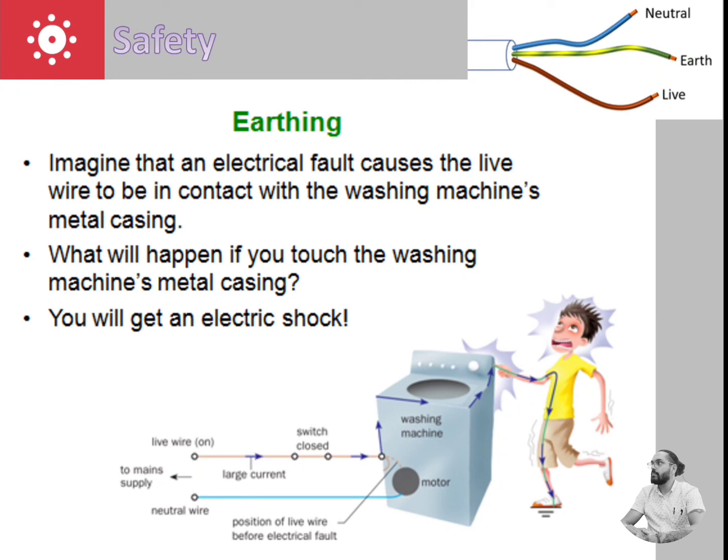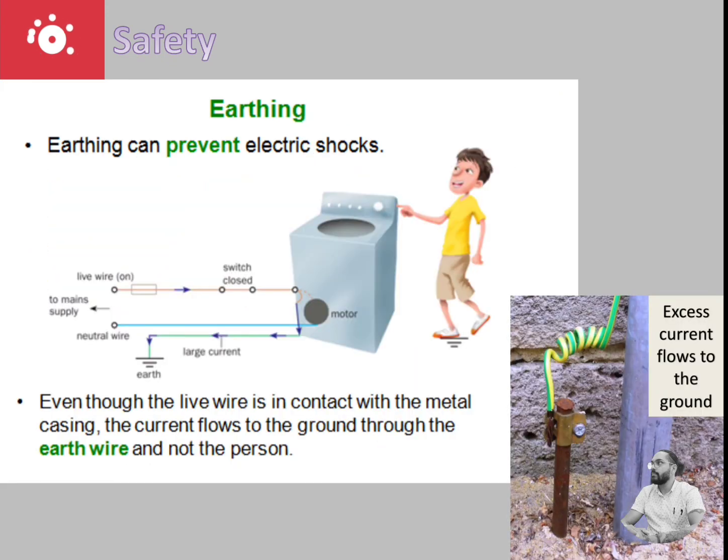Earthing is very important when we talk about safety. Imagine that an electrical fault causes the live wire to be in contact with the washing machine's metal casing. What will happen if you touch the washing machine's metal casing? Obviously, you will get an electric shock. Earthing can prevent electric shocks.